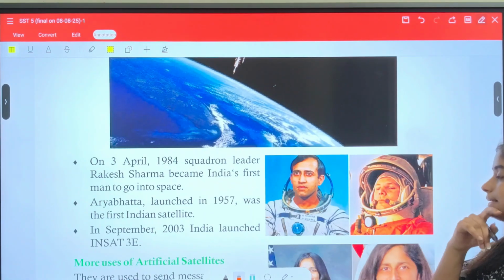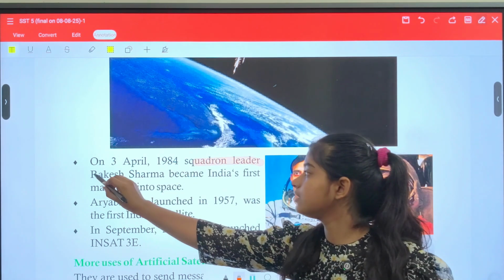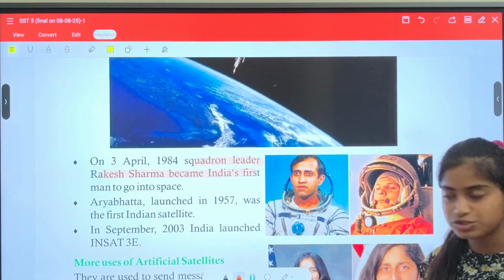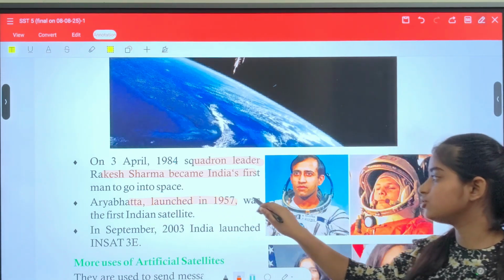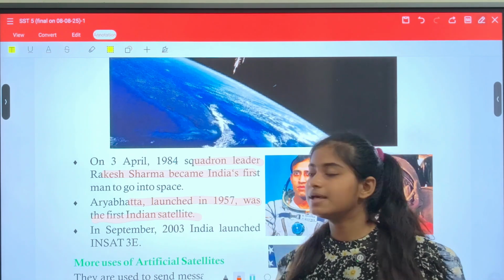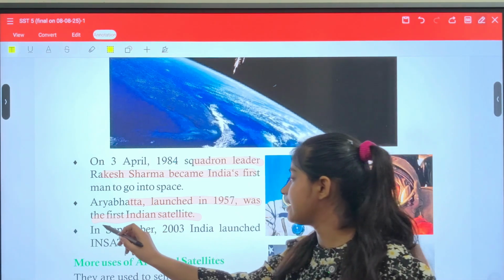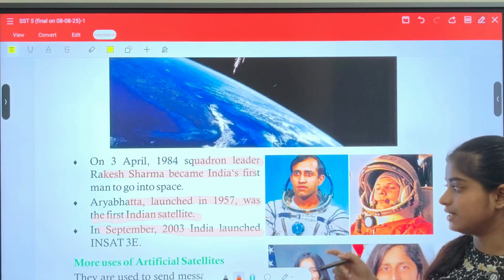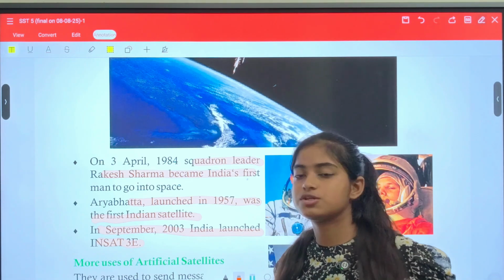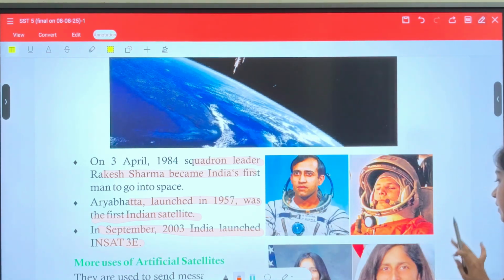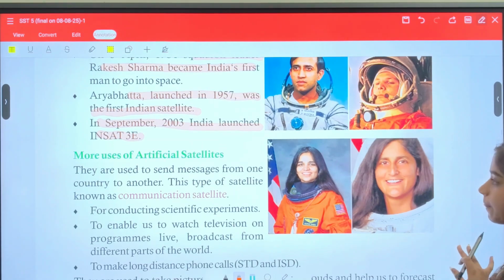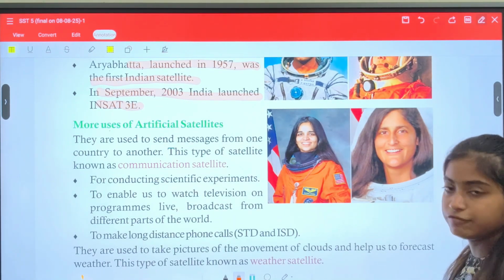Clear? On 3rd April 1984, Squadron Leader Rakesh Sharma became India's first man to go into space, and Aryabhatta, launched in 1957, was the first Indian satellite. Clear? This is the name of the satellite, Aryabhatta. In September 2003, India launched INSAT 3. Okay, this is just theoretical information which you have to keep in your mind. Clear? Next, we have more uses of artificial satellites.